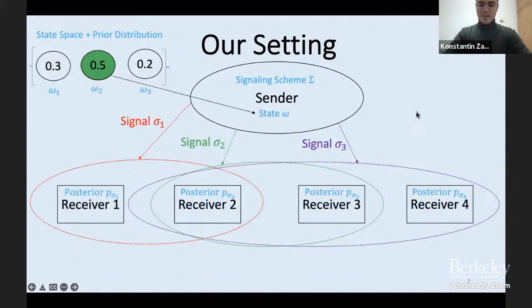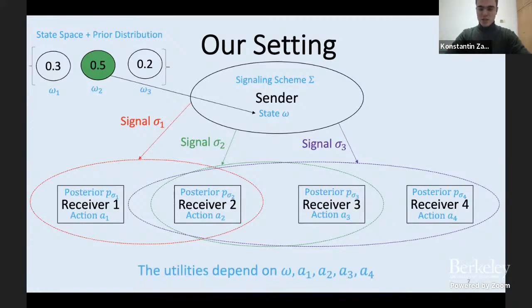Upon observing the relevant signals, each receiver updates her belief about the distribution of the state to a certain posterior distribution using Bayes' law, and then each receiver takes an action aiming to maximize her expected utility over the posterior distribution of the states. And finally, each agent, both the sender and the receivers, gets utilities which depend generally on the true state and on the actions of all the receivers.